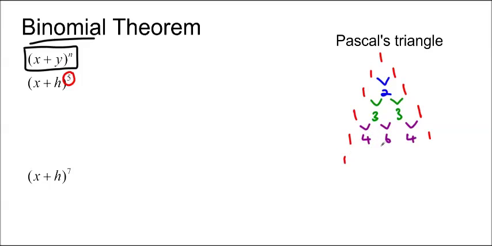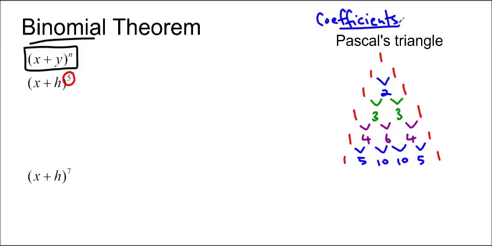And then we're going to do one more because that's going to give us the 5th row. So 1 plus 4, it's 5, 4 plus 6, 10, 6 plus 4, 10, and 4 plus 1, 5. So that gives us the coefficients of the expanded polynomial. Okay, so in this case I'm going to have a 1, a 5, a 10, a 10, a 5, and a 1 as my coefficients.